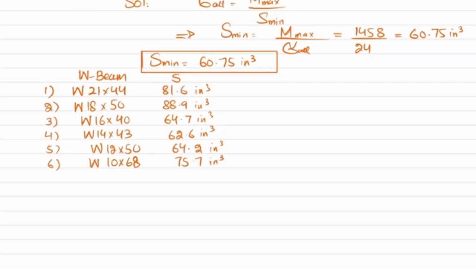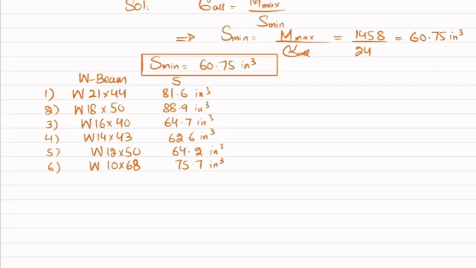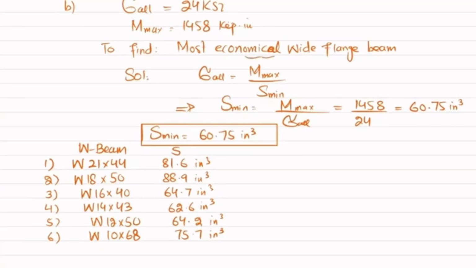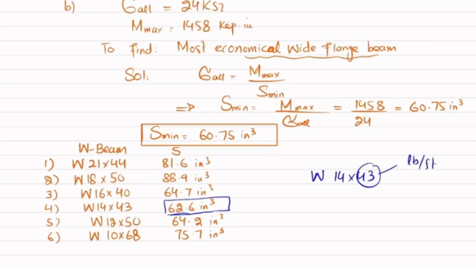In this way, you can have many options for selecting a wide flange beam, but we have been asked to find the most economical wide flange beam. So you can see the nearest value is this one. Clear? This is the nearest. But in this W 14 into 43, the 43 is pounds per feet. This is the weight of this beam. So we have to select a lesser weight.